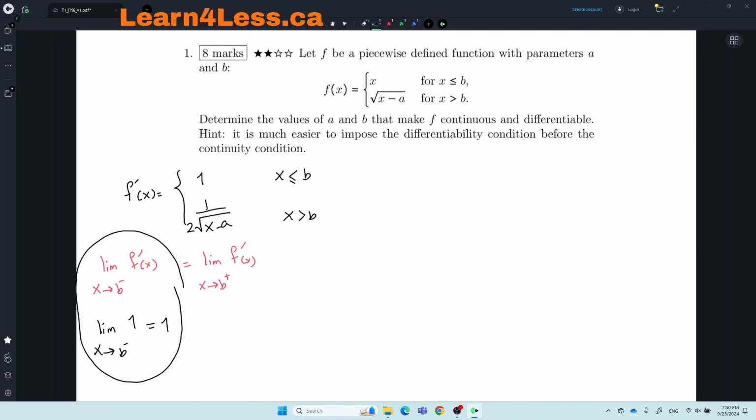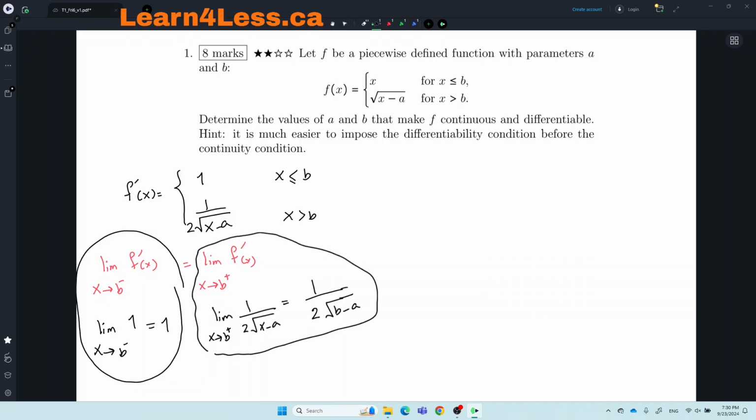Now x is approaching b from the right side, which means x's are greater than b, like this case. So I can write the limit of 1 over 2 root x minus a as x approaches b from the right side. And we simply plug in b for x. So we get 1 over 2 root b minus a. This is coming from this part. To make it differentiable, we need to make sure the derivative function is continuous.